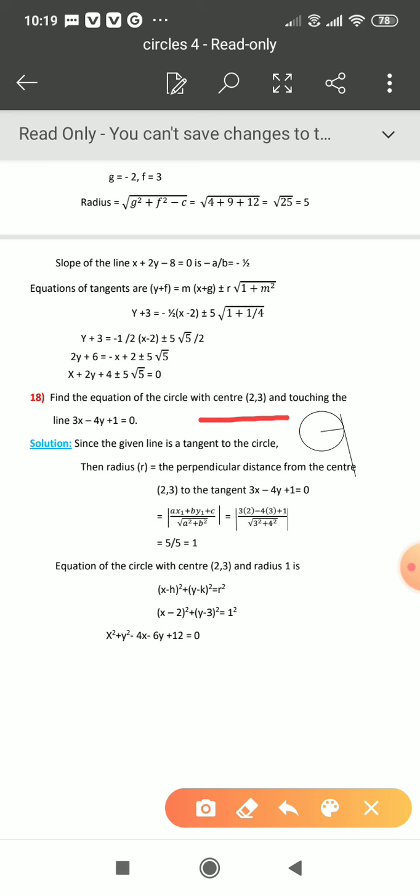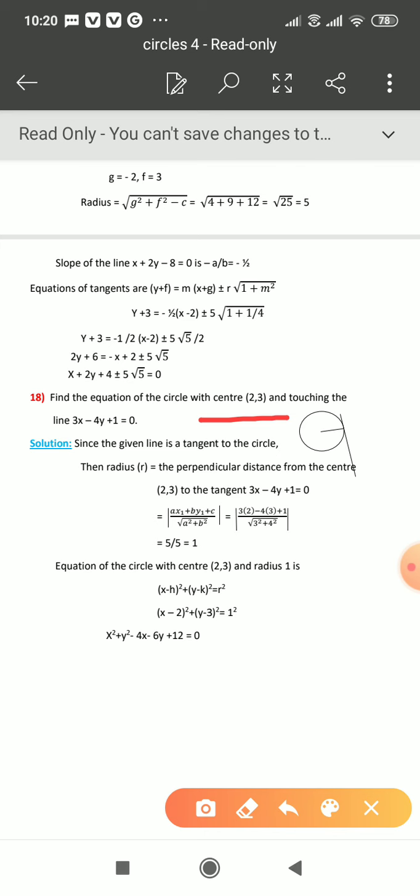Here, find the equation of the circle, that is the concept. When we say find the circle, if we know the center and radius of the circle, we can find the equation of the circle. Here the center is given, but the radius is not given. For that there is a condition. What is the condition? The line 3x minus 4y plus 1 is equal to 0 touches the circle. Touches means that it is a tangent. If a line is a tangent to a circle, we have the condition: the radius is nothing but the perpendicular distance from the center to the line.